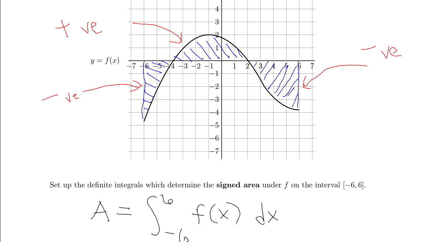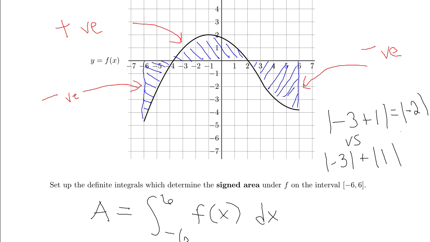That's true, but I've already taken the difference between them. So what I mean by that, and I'll write it off to the side here, is, for example, if I want to take the absolute value of negative 3 plus 1 versus the absolute value of negative 3 plus the absolute value of 1, we're not going to get the same answer here. So let's think about this. The absolute value of negative 3 plus 1 is equal to the absolute value of negative 2, which is just going to equal 2.